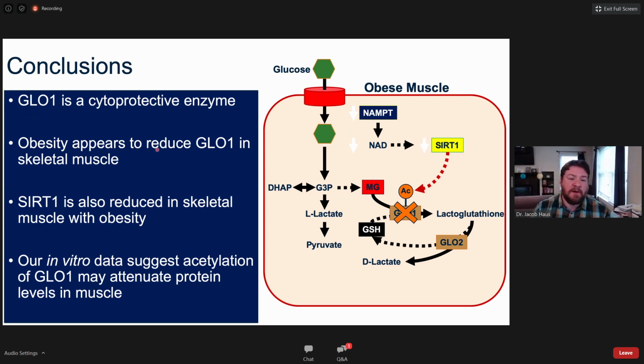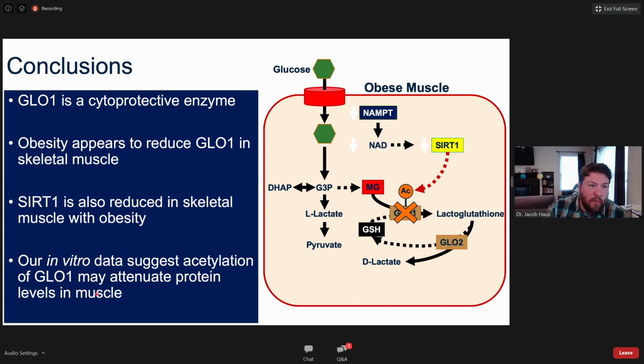Now, obesity appears to reduce GLO1 in skeletal muscle, as does frank type 2 diabetes, but the regulation appears to be different. With obesity alone, we see that the transcriptional machinery seems to be intact, but there are post-translational modifications that may be mediated through SIRT1, which is also reduced. And so our in vitro data would suggest that this is an acetylation event, and that would attenuate the protein levels in skeletal muscle.